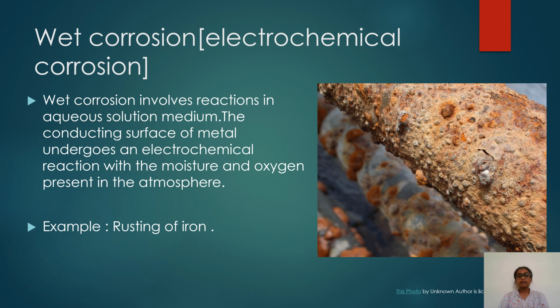Moving on to the next slide, we have wet corrosion, that is also called electrochemical corrosion. Wet corrosion involves the reaction in the aqueous solution medium. The conducting surface of a metal undergoes an electrochemical reaction with the moisture and oxygen present in the atmosphere. Example, rusting of iron. The overall process is called wet corrosion or electrochemical corrosion.